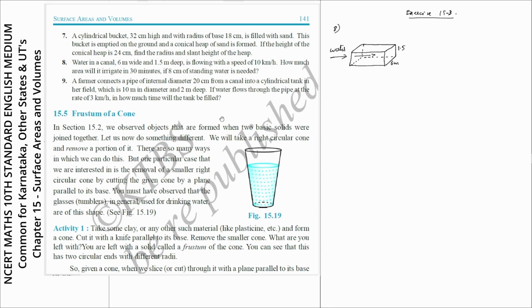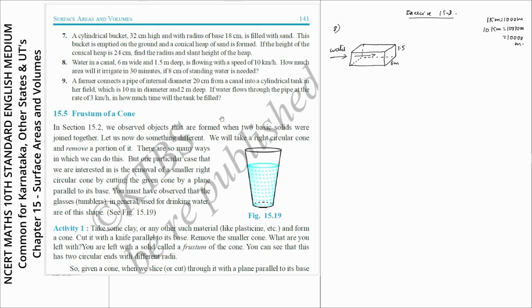Okay, so 1 kilometer means 1000 meters. Therefore 10 kilometers means it is 10 into 1000. So this is equal to 1 followed by 4 zeros meters. 10 kilometers is equal to 10,000 meters.